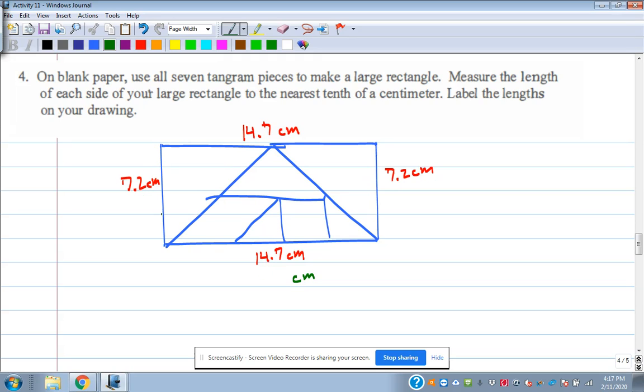What were your side lengths? The short side was 9.2. And then the long side, 17.9. That makes sense, about double that. The hard plastic ones are a little different, so they're going to be a little bit different. You're on the right track. Label lengths to the nearest 1/10 of a centimeter, so one decimal place.